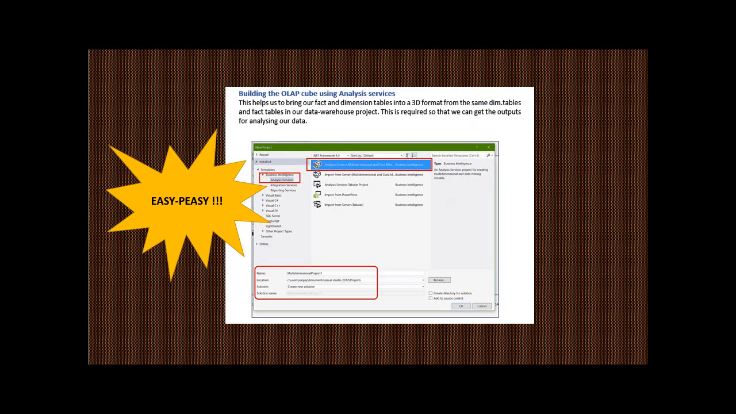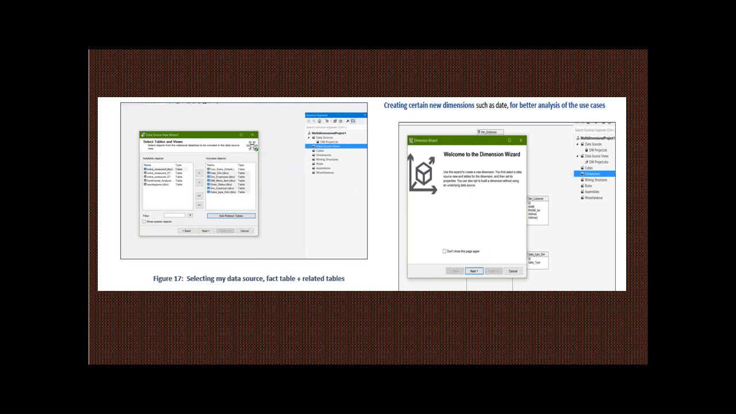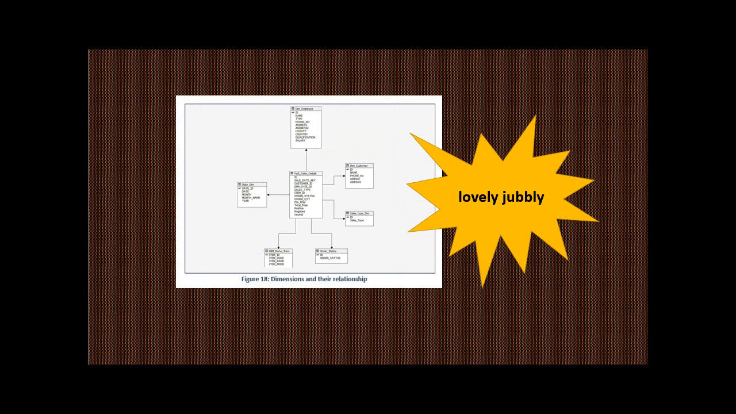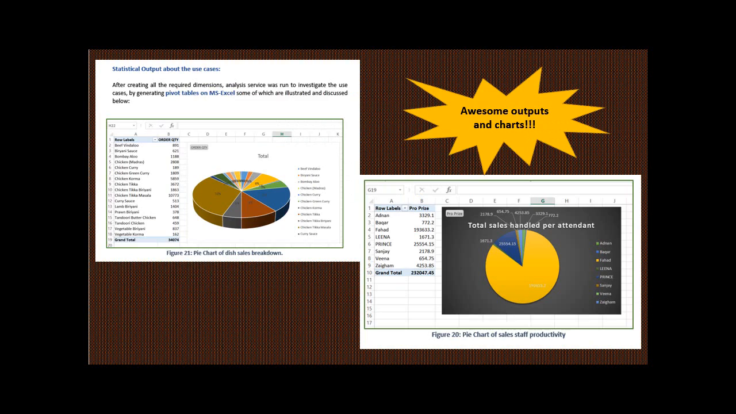Okay, this is fairly easy. You just use the MS SQL Analysis Services and create an analysis project by creating an OLAP cube. In this, we also create certain new dimensions such as date dimensions for better analysis of the use cases by using the dimension wizard. As you can see, all my dimensions and the relationships are becoming eminently clear. Lovely job there.